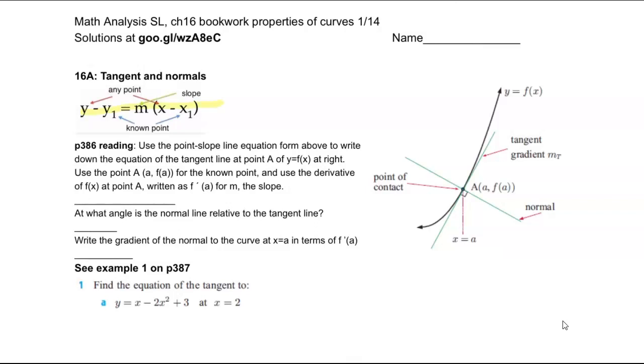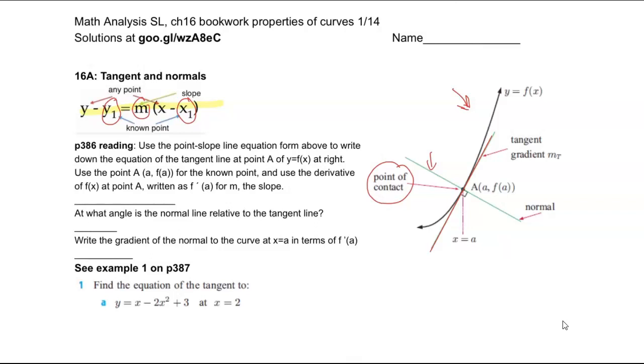Remember point-slope form? Basically, it needs three ingredients. It needs the x and y coordinates at some point of the curve, and then it needs the slope at that point that you want. Okay, so let's take a look at this drawing here. We have this black curve. If you remember, the tangent line is a line which goes in the direction of the curve and touches only at one point. And the normal line is perfectly perpendicular to that red line.